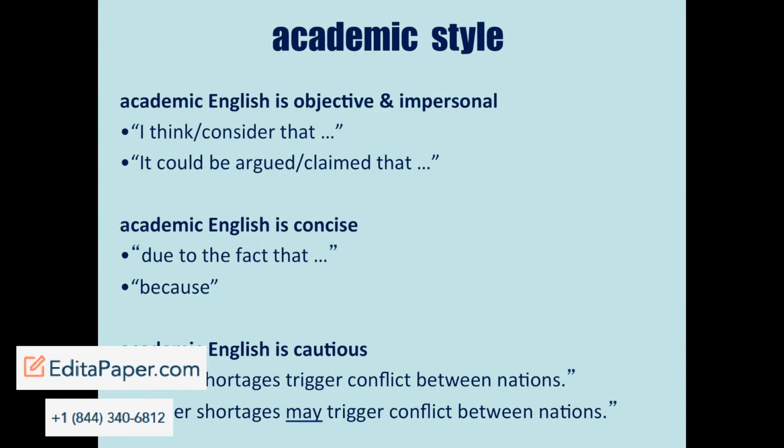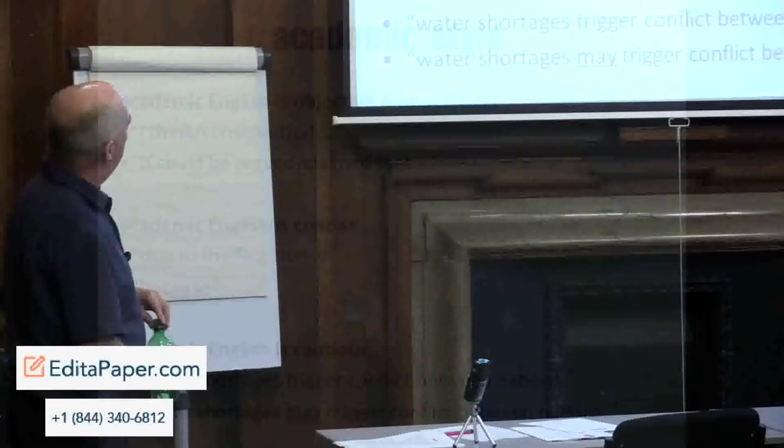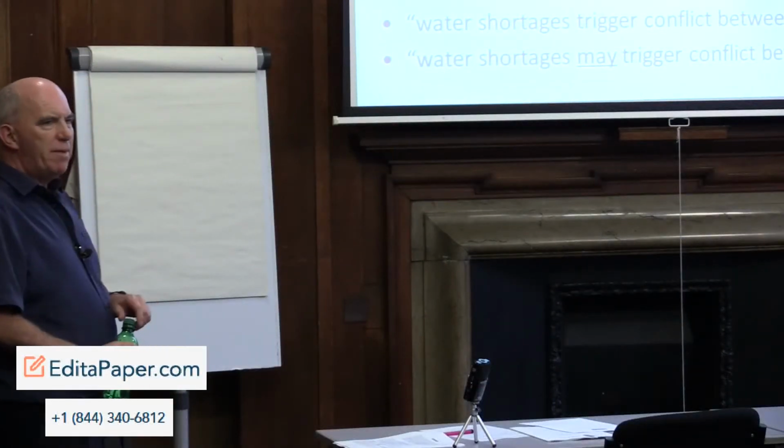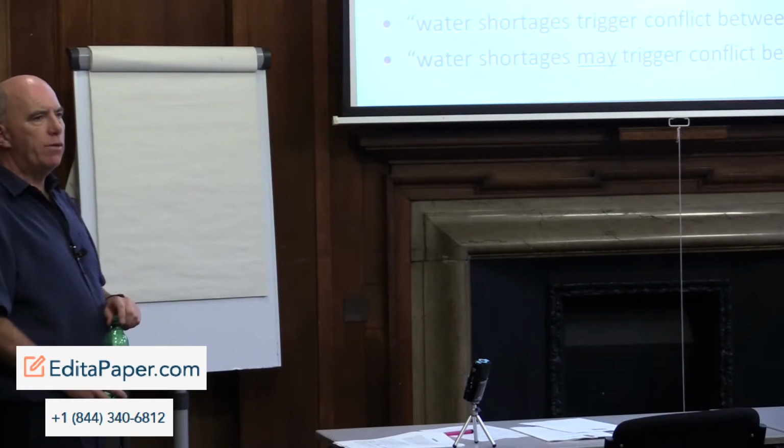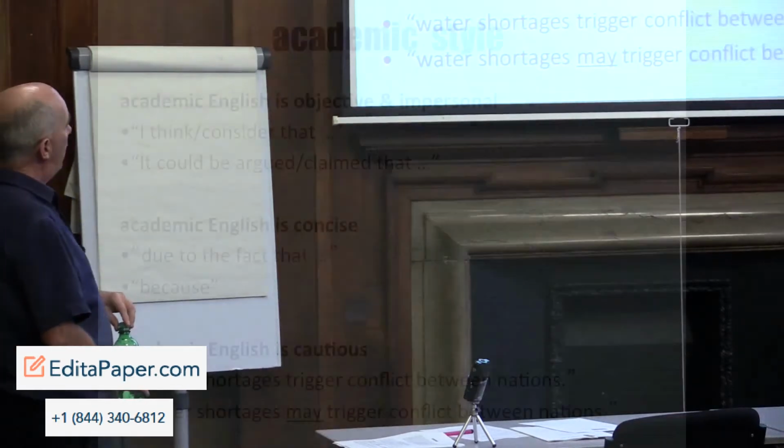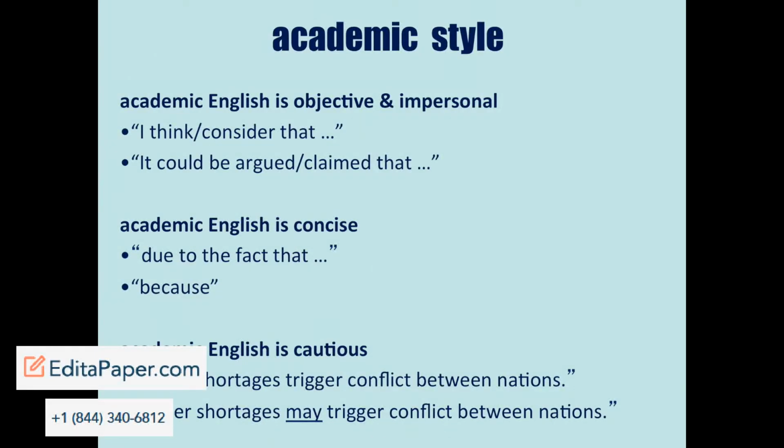So academic style, that's important. Academic English is objective and impersonal. So I mentioned before really about I. We don't really want the I word, normally anyway. I think, consider, no. Better would be, it could be argued, claimed that. It's that third person way of explaining.